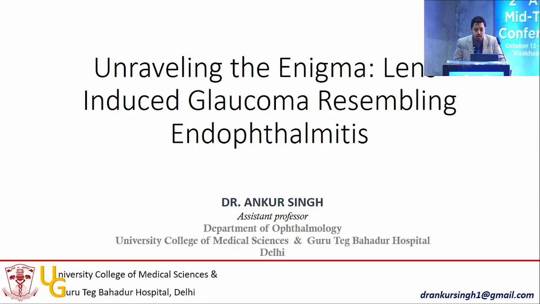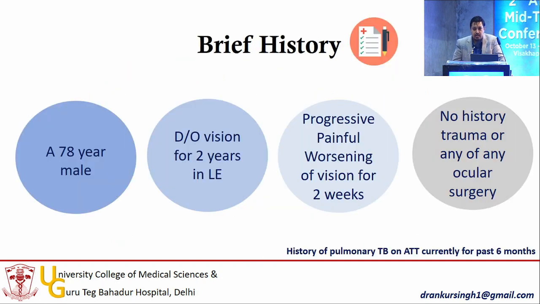So I'm going to talk about a case, unraveling the enigma of lens-induced glaucoma resembling endophthalmitis. This is a case of a 78-year-old male who presented to us with a history of diminution of vision for the last 2 years in the left eye, with an acute onset, progressive, painful worsening of vision for 2 weeks. He had no history of ocular trauma or any other ocular surgery, although the patient had a history of pulmonary TB and is on ATT for the last 6 months.